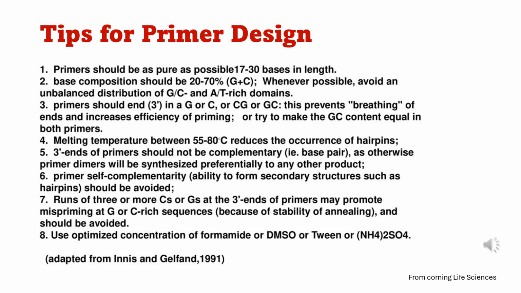Runs of 3 or more C's and G's at the 3' end of the primer may promote mispairing at G and C rich sequences, so this should also be avoided. We should optimize the concentration of formamide, DMSO, Tween or ammonium sulfate. These are the chemicals which we generally use while doing our PCR experiments, so we should optimize their concentration if we don't get the product.